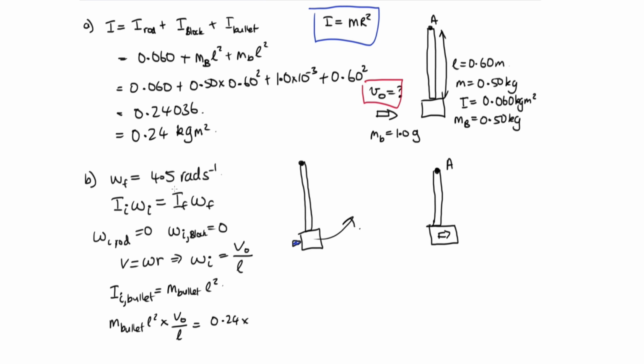0.24 times 4.5. Okay, and we're trying to solve this for v, so one of these L's cancels out, and we can rearrange this to write, well, v naught is equal to 0.24 times 4.5, and now we'll need to divide by the mass of the bullet, which is 1 gram, so 1 times 10 to the minus 3, and then we'll also need to divide by the length, which is 0.60. And solving that, we end up with 1,800 meters per second as the speed of the bullet.